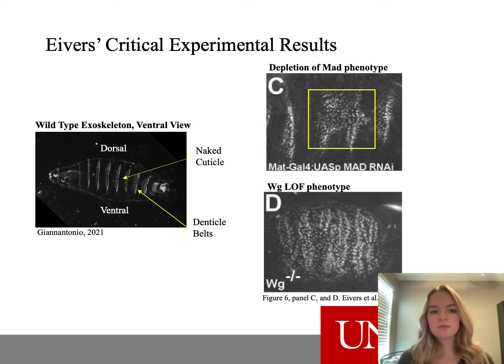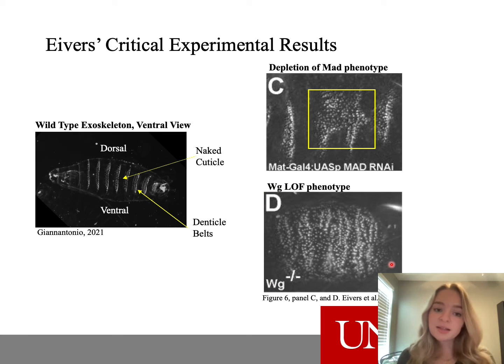So the results that Evers obtained to support his hypothesis is that when he eliminated MAD from the embryo, he noticed areas of denticle belt fusion, or areas without naked cuticle between the denticle belts, which is shown in this bright yellow box. Now, this same phenotype is exhibited in a wingless loss of function phenotype when the Wnt signaling pathway isn't activated, where we see no areas of naked cuticle in panel D.